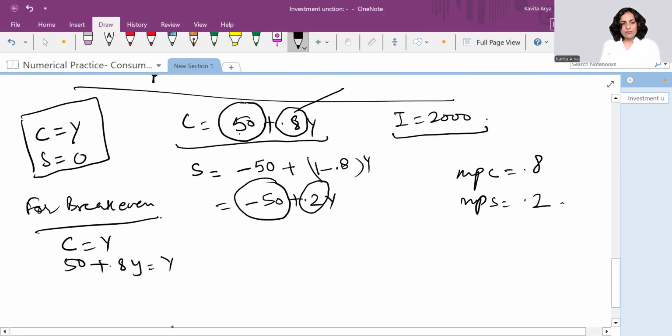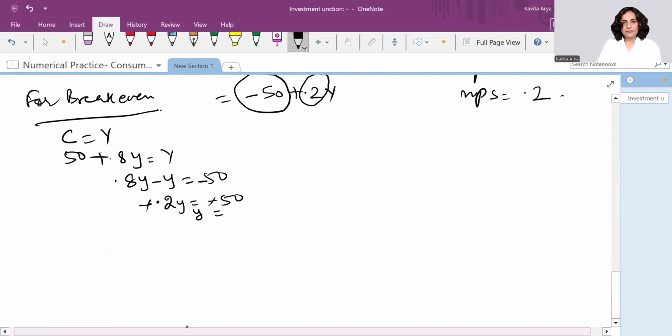I'll bring Y to this side. So this becomes 0.8Y minus Y is equal to minus 50, because I have transposed this to the other side. Minus 0.2Y is equal to minus 50, and Y becomes equal to 50 by 0.2, which means the point goes up, it's equal to 250. 250 is my answer.